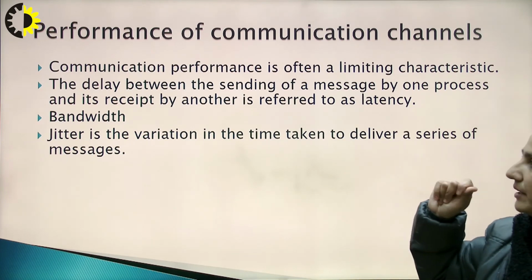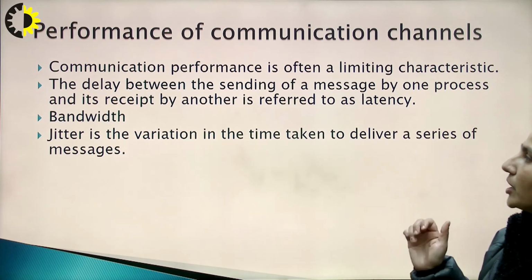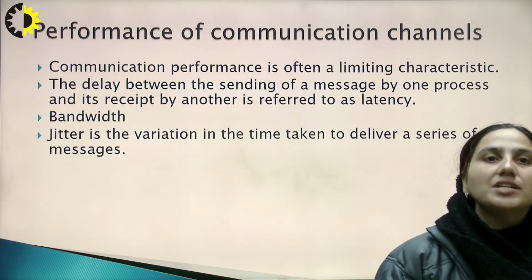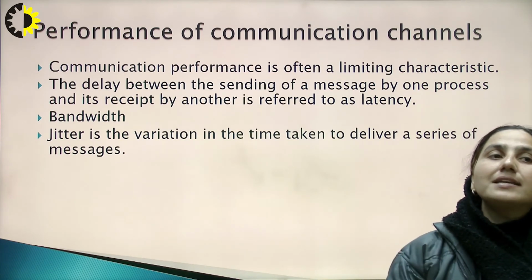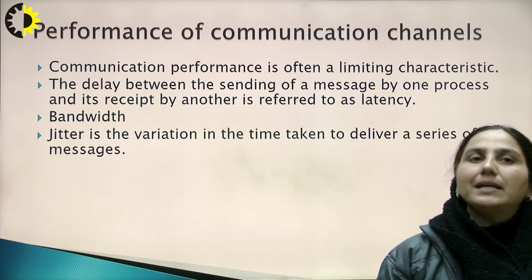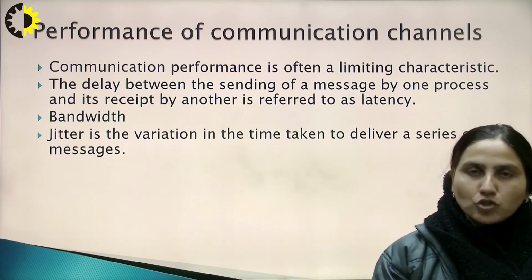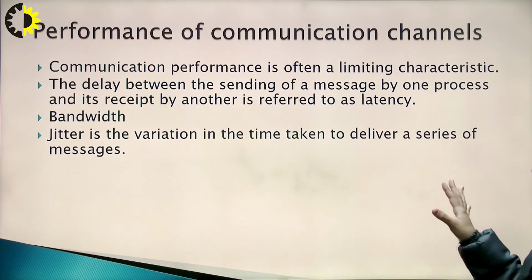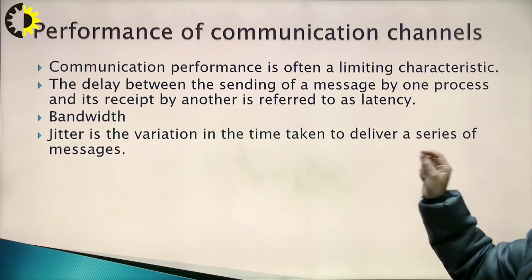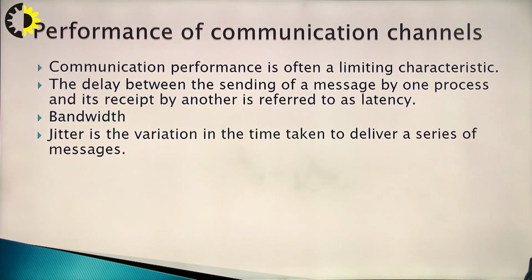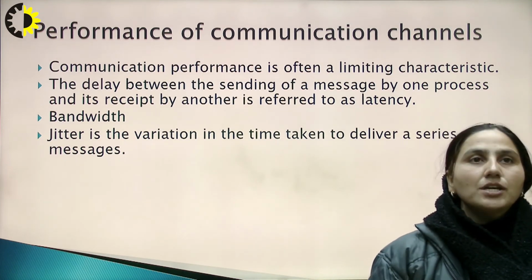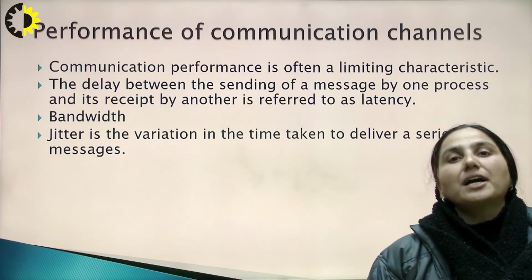Second is the bandwidth, third is the jitter. Now what is jitter? This is the variation in the time taken to deliver a series of messages. If you have a series of messages, jitter is the variation in the time taken to deliver them. So this is the performance of the communication channel.